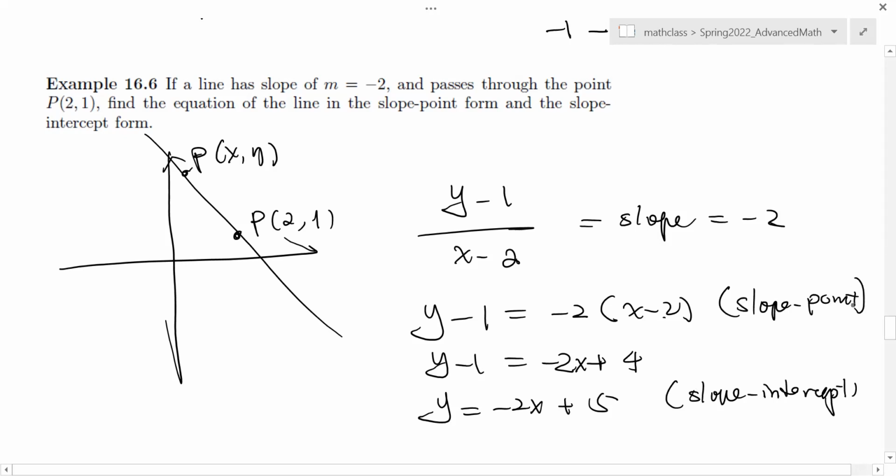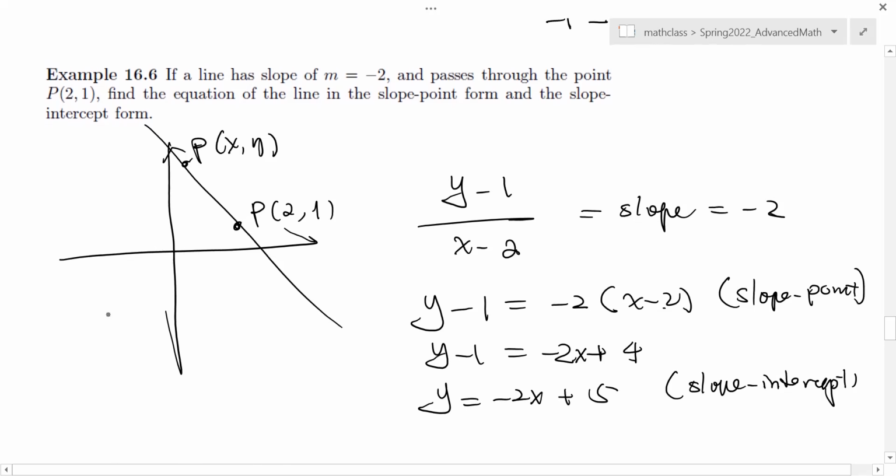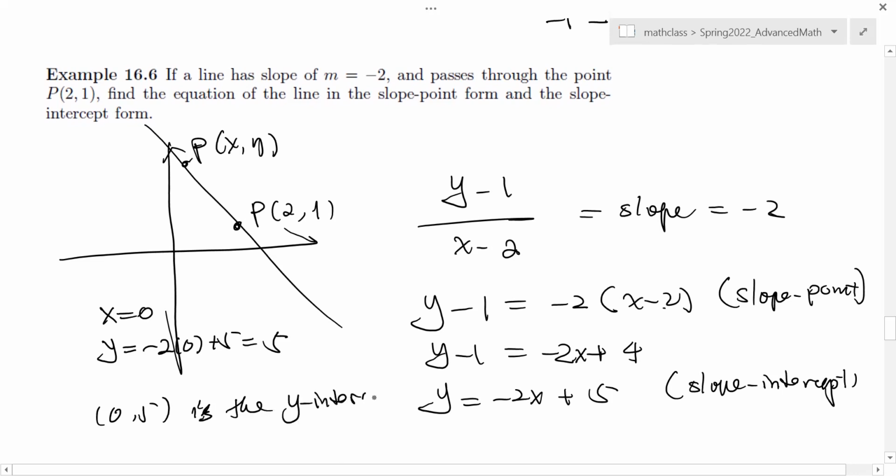And why is it the intercept form? Because if you get this equation, when x equals 0, y is going to be -2 times 0 plus 5, which is 5. So (0, 5) is what we call the y-intercept. It's somewhere here, (0, 5). So 5 is the y-coordinate of the y-intercept point.